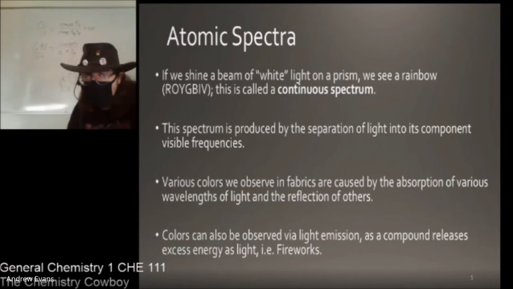Now, these colors can also be seen via light emission rather than reflection. When a compound gets energized, it will release energy. It could do it as heat, but it often does this as light, in the case of, say, fireworks. When we burn some metals, they produce different colors because they have to release that energy in the form of light energy.